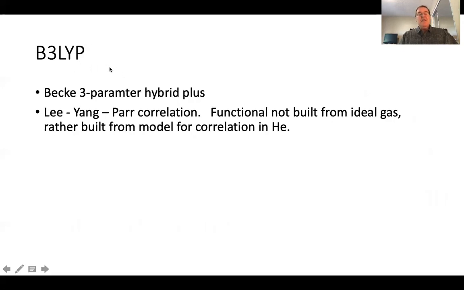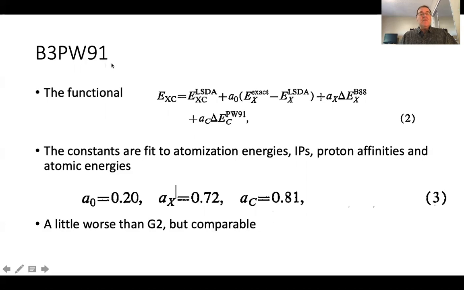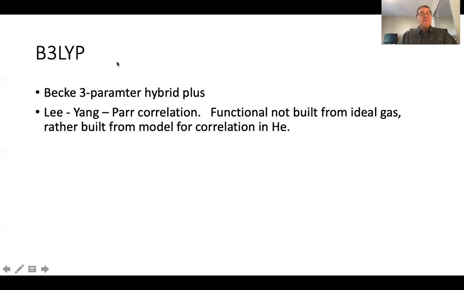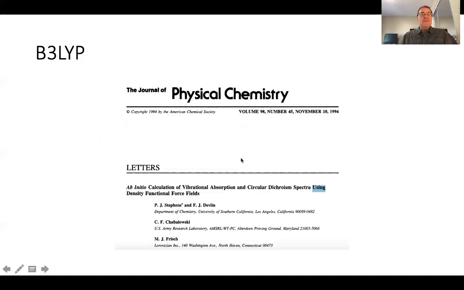So how do we get to B3LYP from B3 Perdew-Wang 91? Well, it turns out Becke is not responsible for this, although he's responsible for the B3 part. Lee, Yang and Parr had built a correlation model not based on a uniform electron gas. I'm sorry, I said ideal gas. It should be a uniform electron gas. Rather, they built a model for correlation in helium. That's the classic two-electron problem. That's one where you might think you'd get correlation right for atoms and molecules.